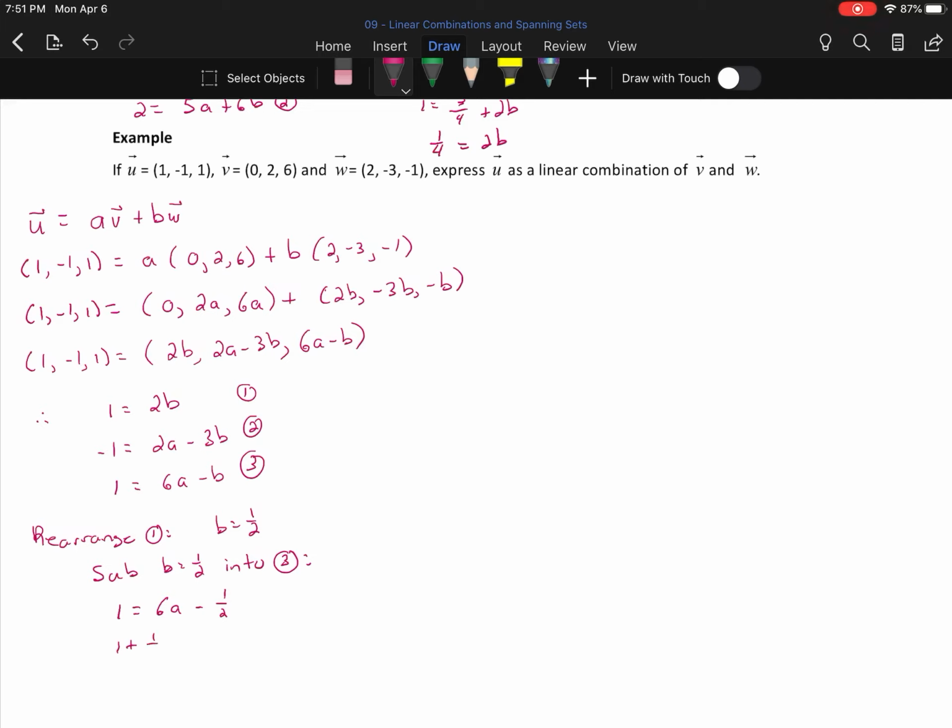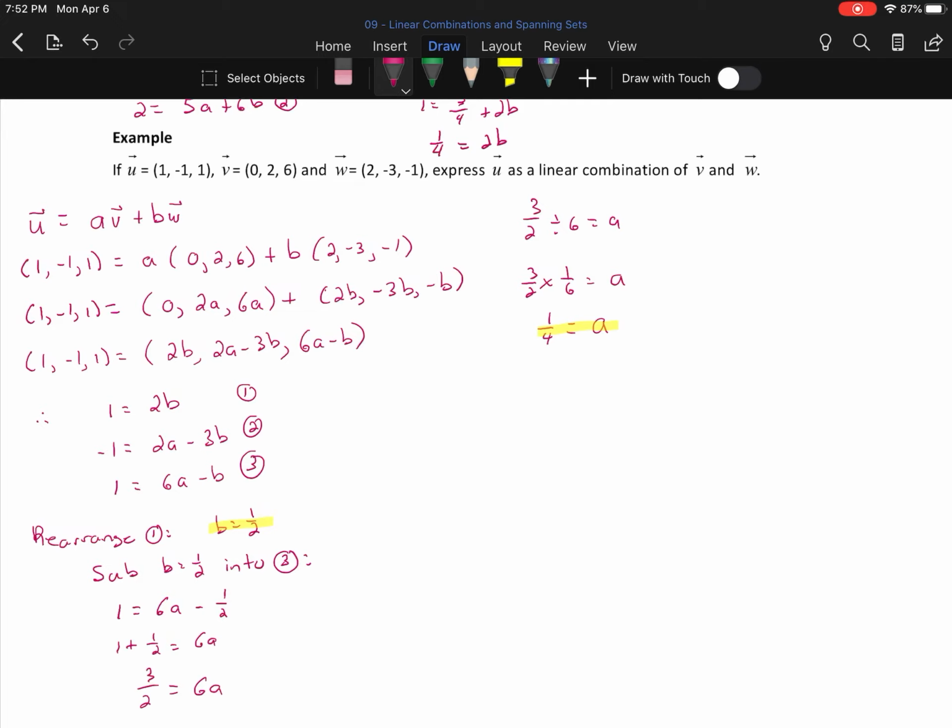So I go 1 equals 6a minus 1/2. 1 plus 1/2 equals 6a. Maybe you got to brush up on your fractions a little bit. 3/2 equals 6a. And then 3/2 divided by 6 equals a. So I get 3/2 times 1/6. I get 3 over 12. I'm going to reduce that right now. a is 1/4. Maybe you need another step in there. Whatever. Okay, so I have a proposed answer here. I think at this point that b equals 1/2 and a equals 1/4 is going to work.